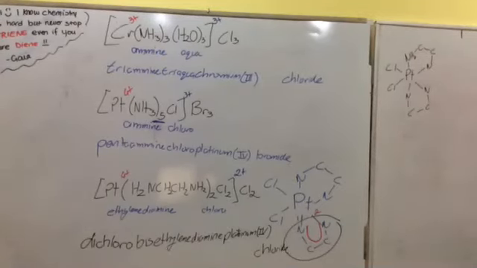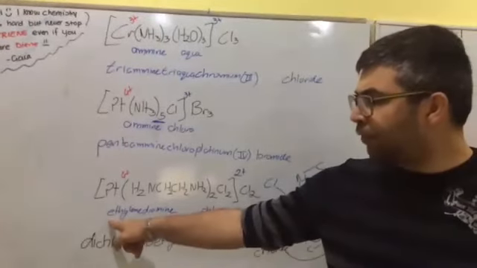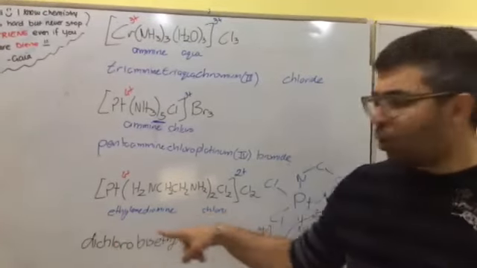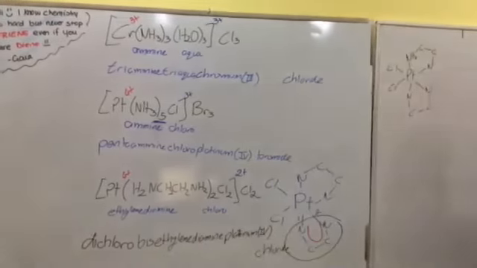Now, how do you write this? Chlorine, you write it first, because chlorine, C comes before E. So alphabetical order, C, you write it first.